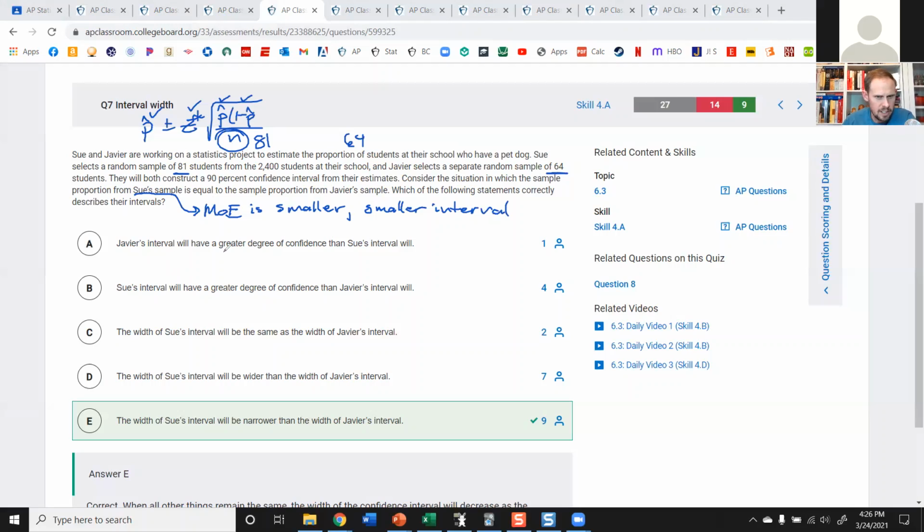All right, so let's see, Javier will have greater degree of confidence. No, it doesn't have anything to do with confidence. Sue will have a greater degree. No, they both have the same confidence level because we're both doing a 90% confidence interval. So the confidence level doesn't change. The width of Sue's interval will be the same. No. Wider. No, smaller. Sue's will be narrower. Smaller, narrower. Yeah, that works. That's our guy right there.